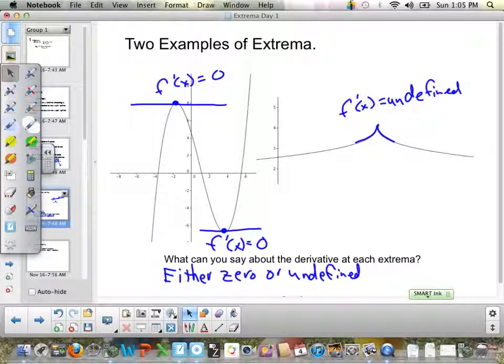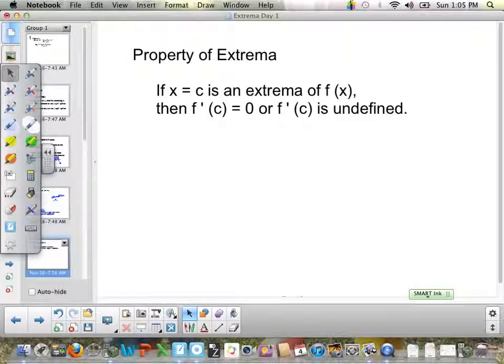Okay. That's what happens at extrema. Our derivatives are going to be 0 or undefined. And that's on all real numbers, if the interval is all real numbers. All right, and a property of extrema is the derivative is 0 or undefined. And we'll use that to help us find extreme values.